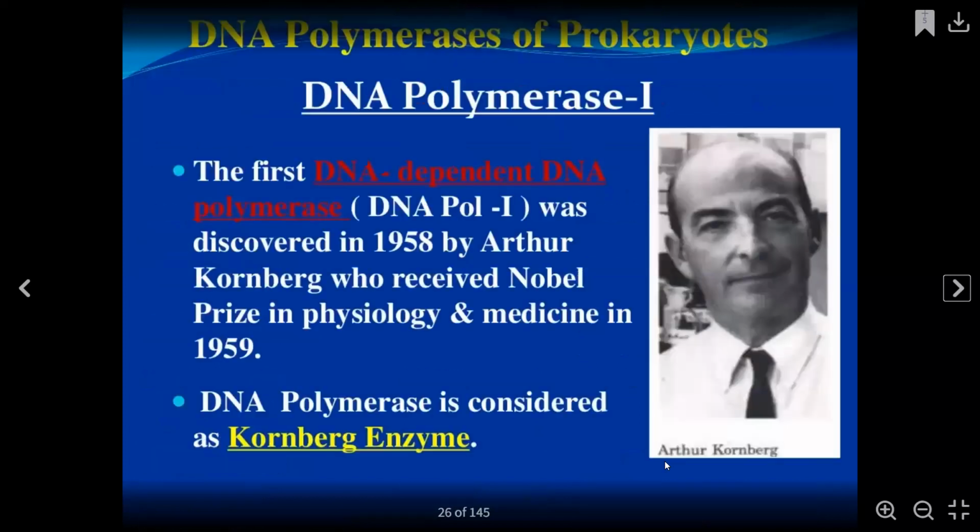As you can see, among the DNA polymerases of prokaryotes, you have DNA polymerase 1. This was the first DNA polymerase, a DNA dependent DNA polymerase, and it was discovered by Arthur Kornberg. He is a scientist; the right side is the original picture of Arthur Kornberg, who received the Nobel Prize. He identified the DNA polymerase enzyme, and DNA polymerase 1 is considered the Kornberg enzyme after his discovery.